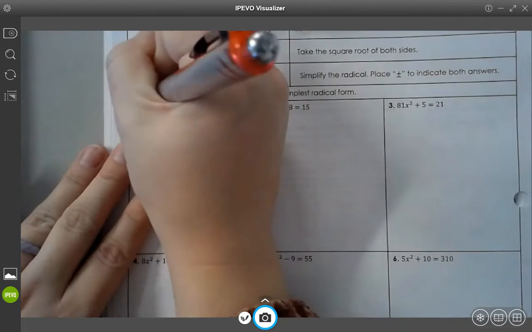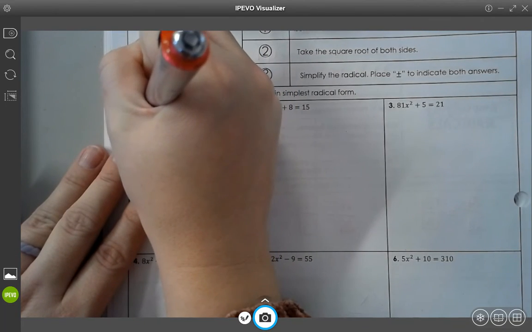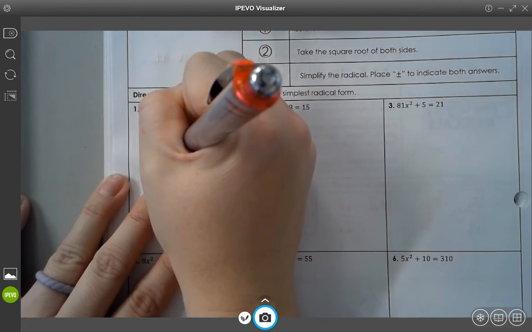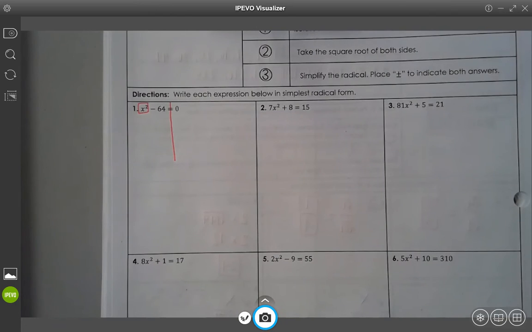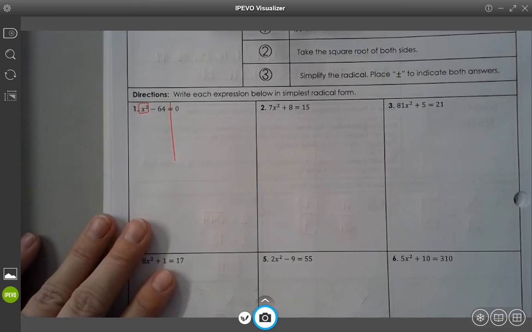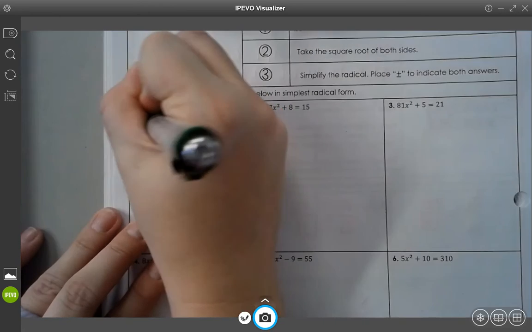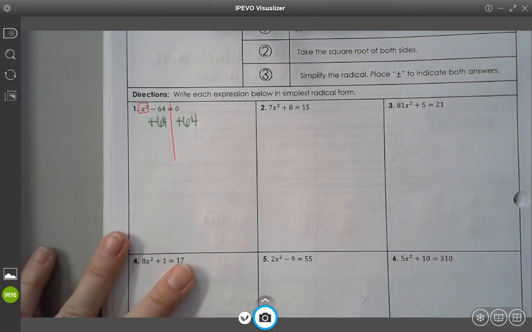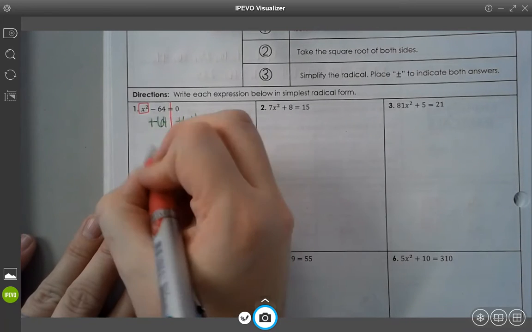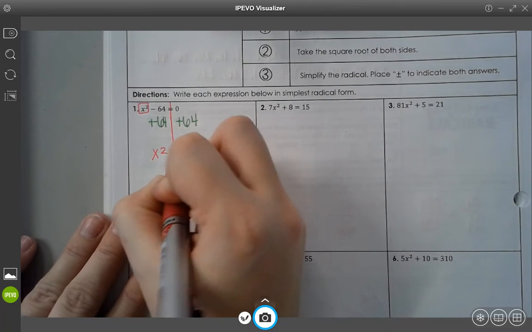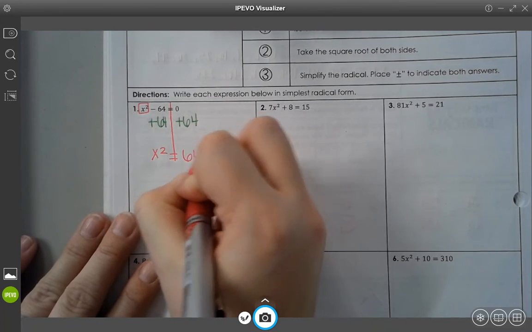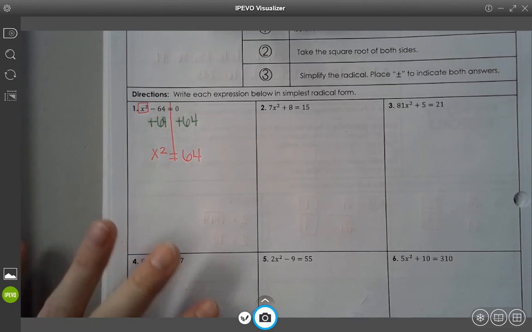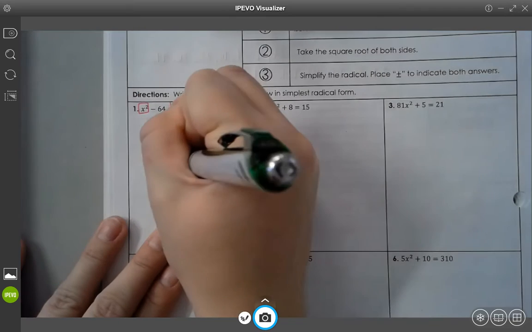My goal is to get this x squared by itself. I want to move the 64 to the other side. So what do I need to do with that 64? Add it to both sides. So do plus 64, plus 64. And we get x squared equals what? 64. Is my x squared by itself? Yes. So now I take the square root.